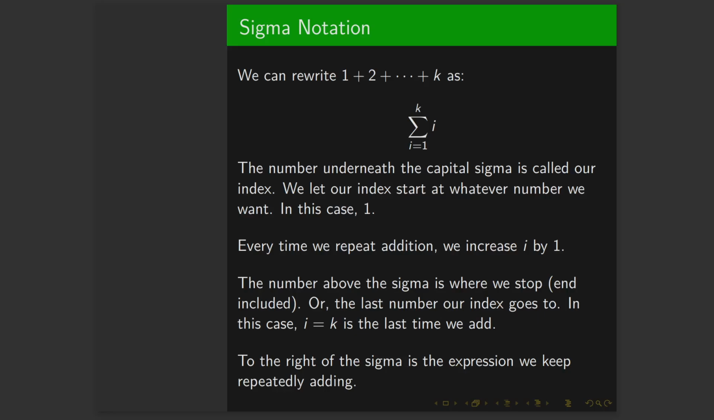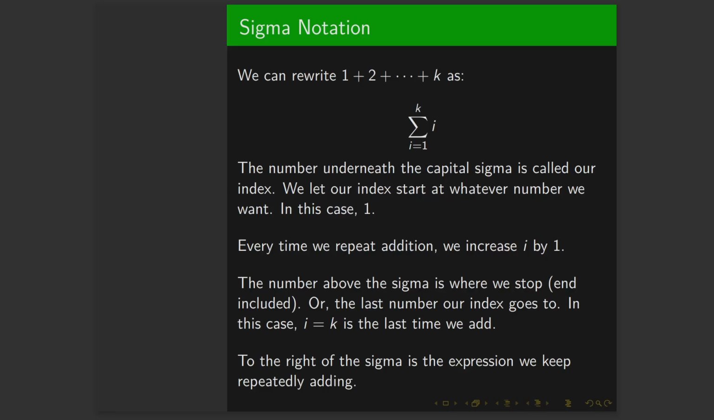But then what are we adding? That's the thing to the right. That's the expression to the right. In this case, it's just i itself. So when we expand this out, it becomes 1, since i is equal to 1. Then what do we add? Well, i goes up by 1, so it becomes 2. So we add 2. Then what's the next thing? Well, i then becomes 3 since we add 1. So then we add 3, then i becomes 4, so then we add 4, all the way until we stop at i equal to k. So we stop at adding k.